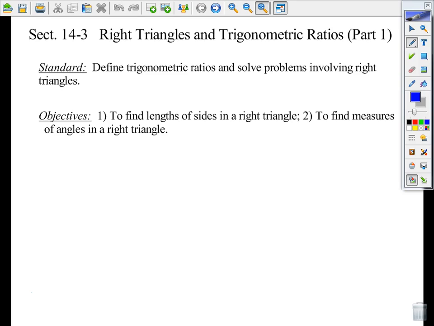And we're going to use these to solve some problems, as you can see the standard says. Today we're going to focus on finding lengths of the sides, and then tomorrow, part 2, we'll focus on finding measurements of angles in a right triangle. So everything we're doing is based on the right triangle.